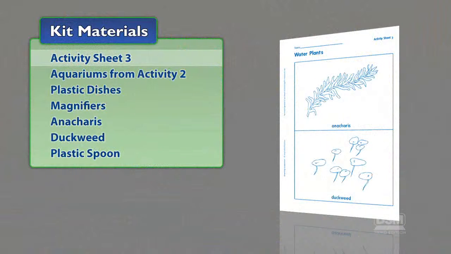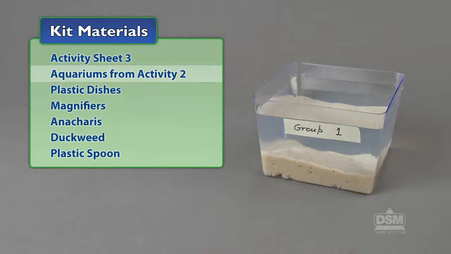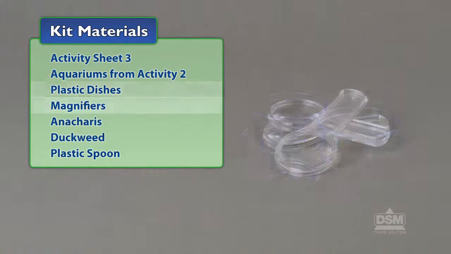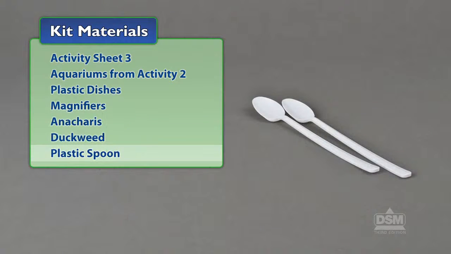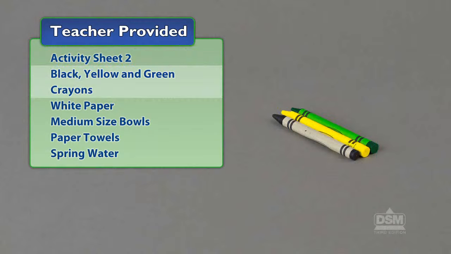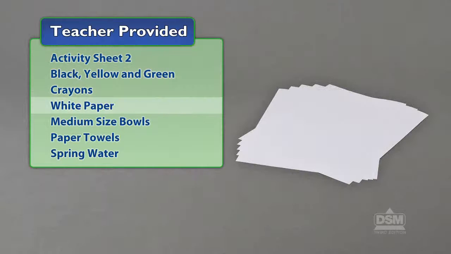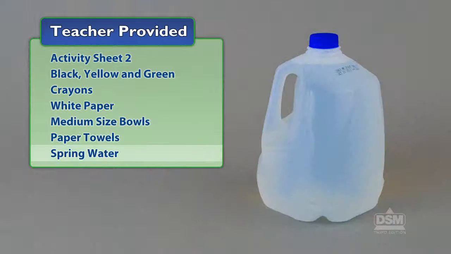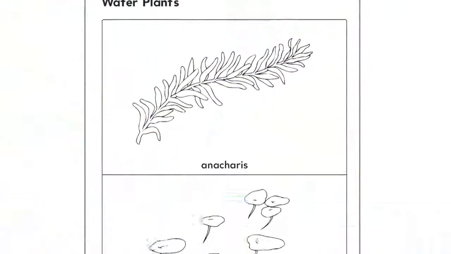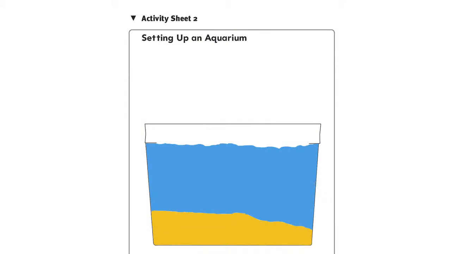You will need the following materials from the kit: Activity Sheet 3, aquariums from Activity 2, plastic dishes, magnifiers, anacharis, duckweed, and a plastic spoon. You will also need to provide Activity Sheet 2, black, yellow, and green crayons, white paper, medium-sized bowls, paper towels, and spring water. To prepare for this activity, make a copy of Activity Sheet 3 for each student. Each student will also need his or her copy of Activity Sheet 2.